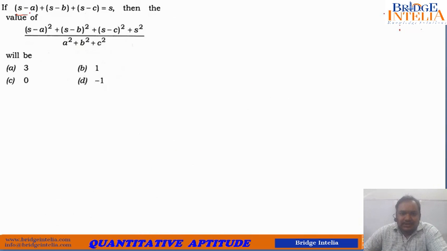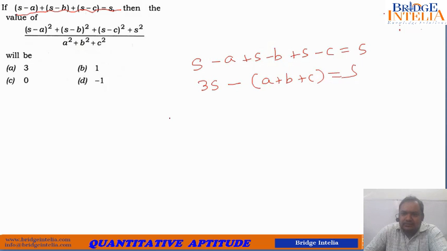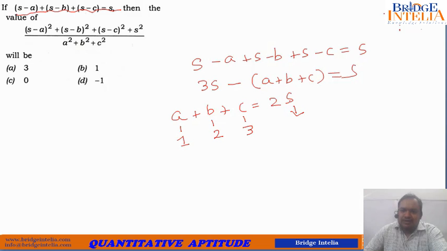So you see, this is what is given to us, that s minus a plus s minus b plus s minus c is equal to s. Only this fact is given to us. So from here you can conclude that 3s minus (a plus b plus c) is equal to s. So from here we can also conclude that a plus b plus c is equal to 2s. Okay, so you can give any value to a, b and c. So I choose a to be equal to 1, b to be equal to 2 and c to be equal to 3. So based on my choices, the value of s comes out to be equal to what? So 3 plus 3 is 6 is equal to 2s. So s also comes out to be equal to 3.